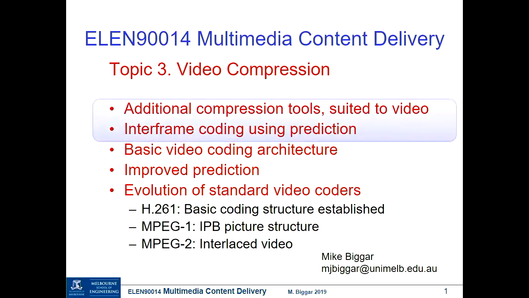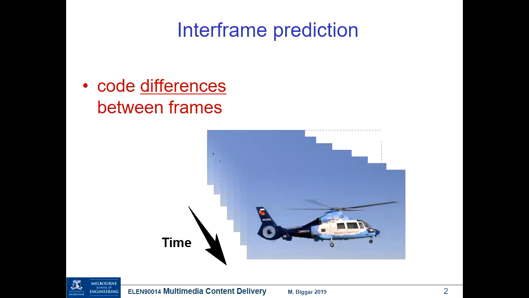But let's start off by looking at these additional coding tools, and in particular interframe coding. So the obvious thing to do if we have a series of images that don't change very much is to code the differences between these frames, right?